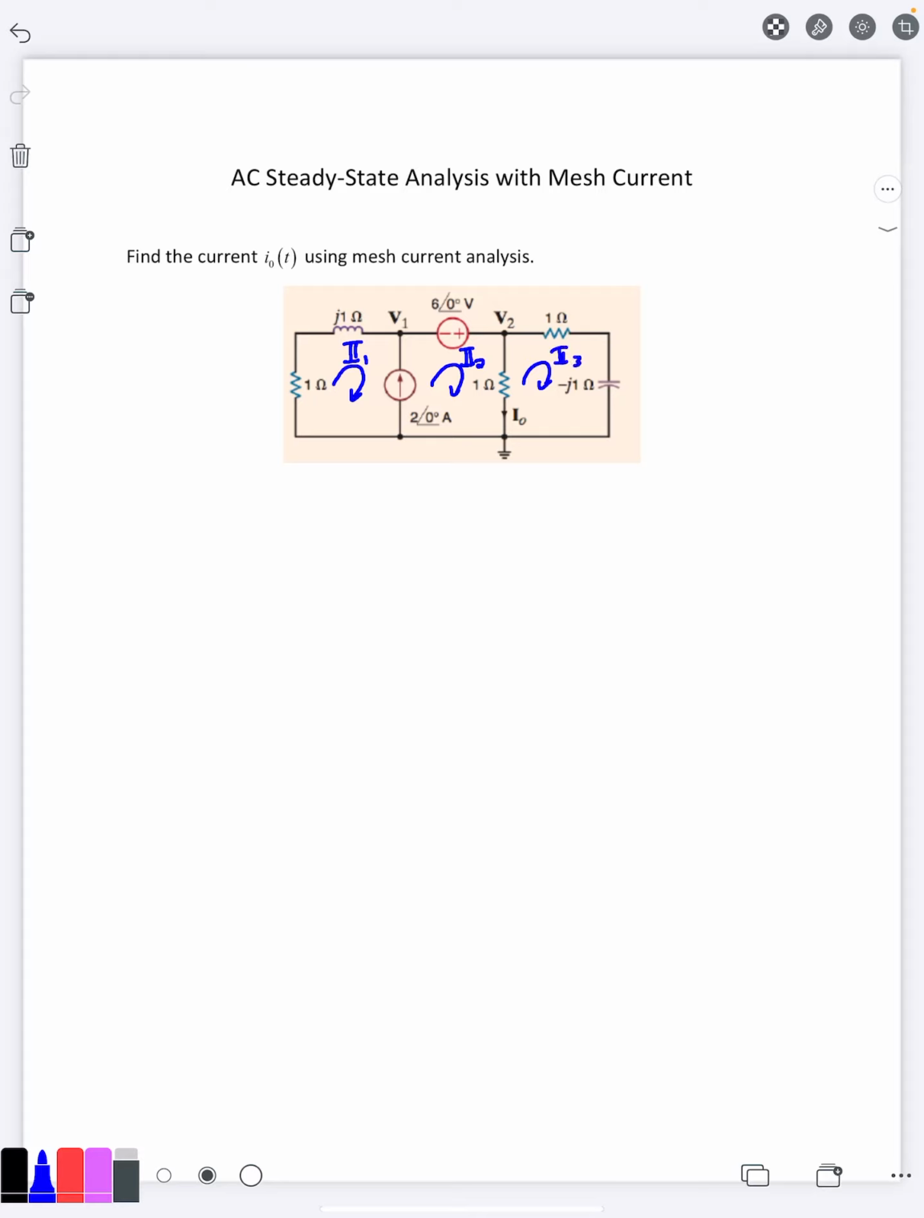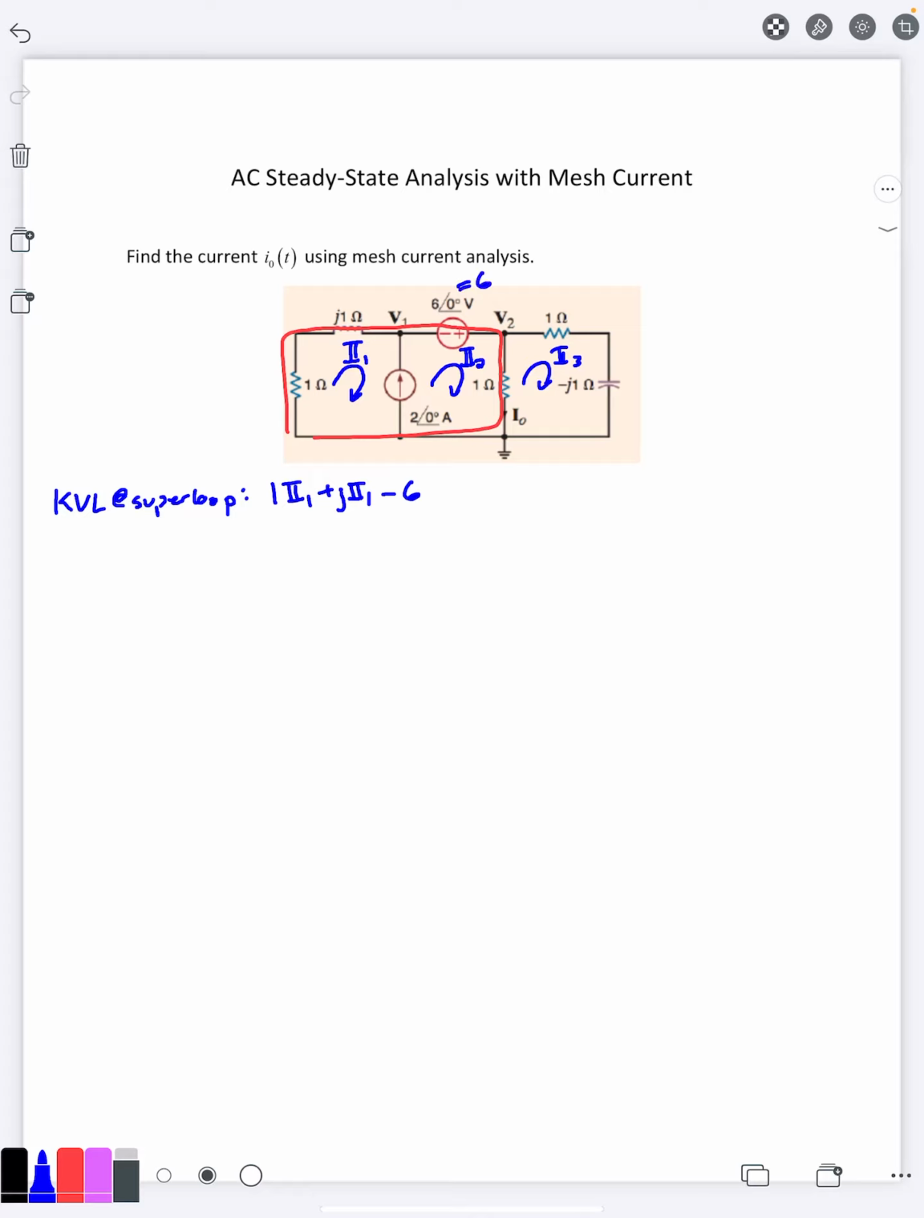Now because we have that current source in between loops I1 and I2, we're going to have to use a super loop around it. So we're going to go around here. And so for our KVL at the super loop, we will have the following equation. First I see the 1 ohm resistor, so it's going to be 1 times I1. And then I have the inductor, which is just a j, so j I1. Then I'm coming into the 6 angle 0 volt source at the negative side, so minus 6. Again, 6 angle 0 is the same as just 6.